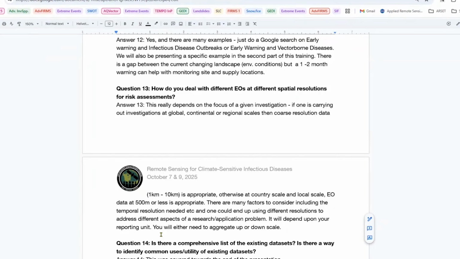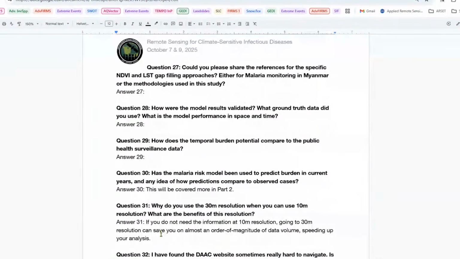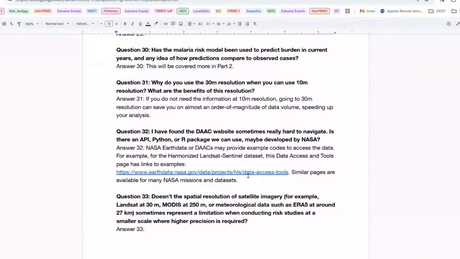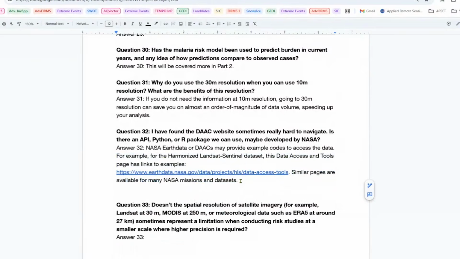Okay, now we'll wrap up today's session with question number 32. I have found the Earthdata website sometimes really hard to navigate. Is there an API, a Python or R package, that we can use that may be developed by NASA? There are some. I'm not the best person to answer that question. If we have Brock or Carl on the call, maybe they can chime in.